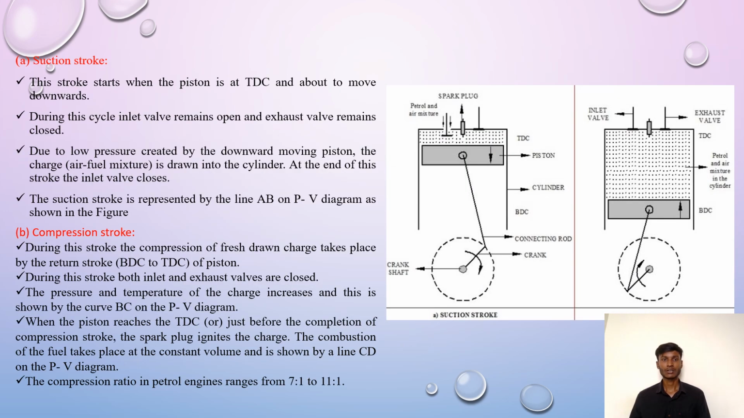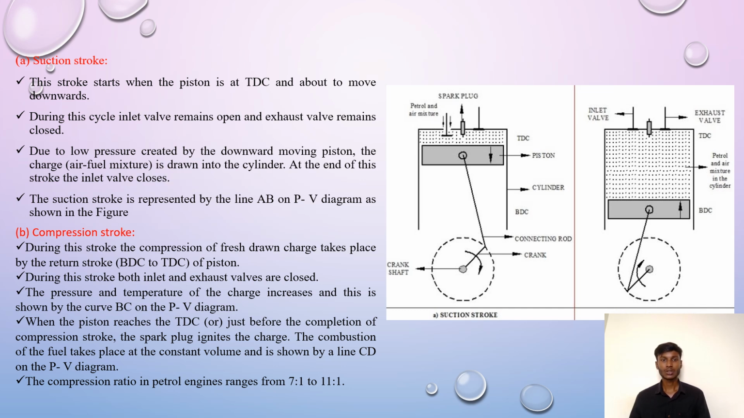Suction stroke. This stroke starts when the piston is at TDC and about to move downwards. During this stroke, the inlet valve remains open and the exhaust valve remains closed. Due to the low pressure created by the downward moving piston, the charged air-fuel mixture is drawn into the cylinder. At the end of the stroke, the inlet valve closes. The suction stroke is represented by the line AB on the PV diagram as shown in the figure.